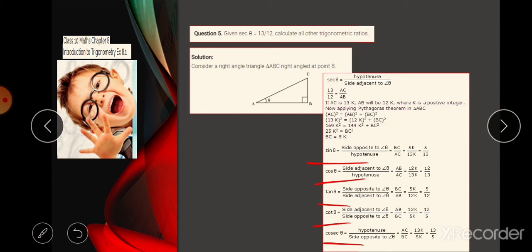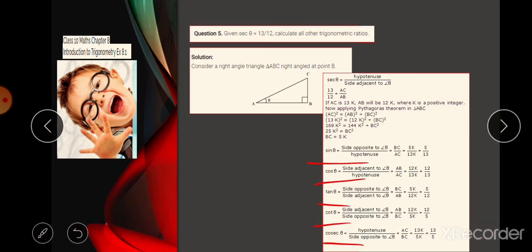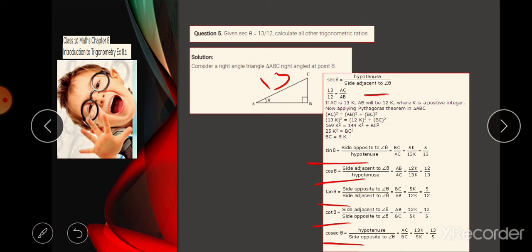So first, secant means 13 by 12. Theta is mentioned in the sum. Secant is nothing but hypotenuse by adjacent. So the hypotenuse is 13, and the adjacent is 12, which is AB. Then if you apply the Pythagoras theorem, 5 will come. After finding this 5k, substitute it for all: sine, cos, tan, cot, cosecant.